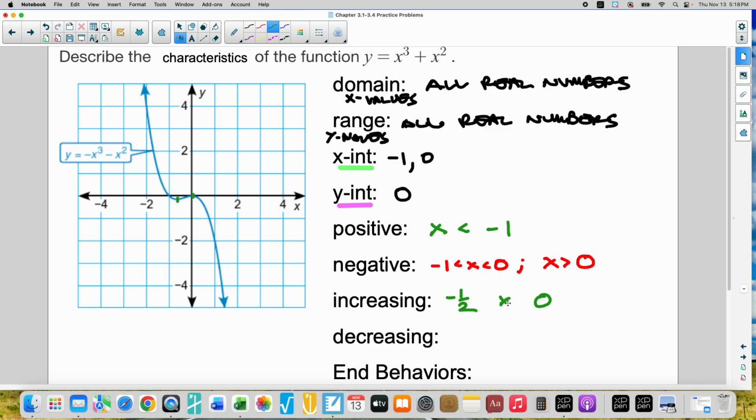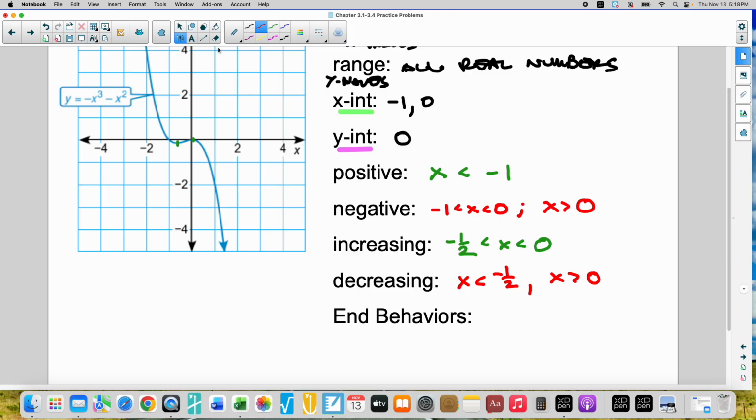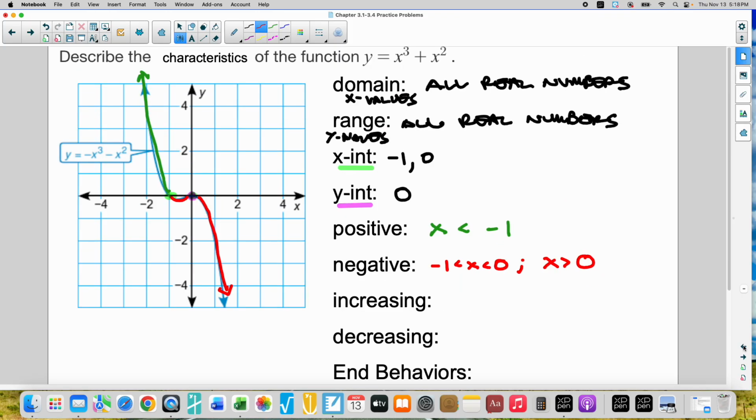It's increasing. So we put our variable and less than signs. And then when is it decreasing? This is decreasing all the way to this point where it increases, and then this is decreasing. So we have two rays. So I'm going to say x is less than negative 1/2 and x is greater than, because it's to the right, 0. So I want the points to the left of this and the points to the right of that.